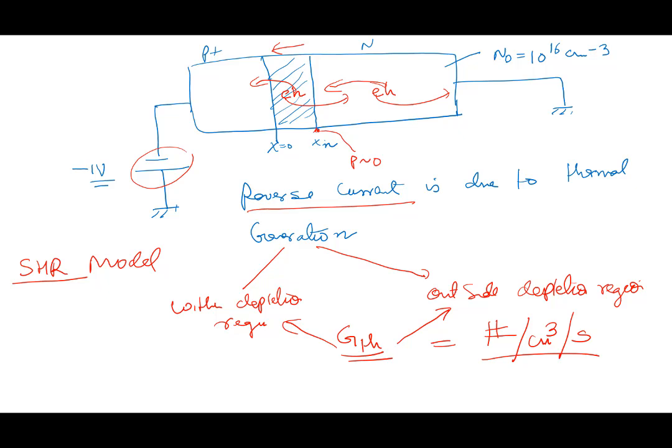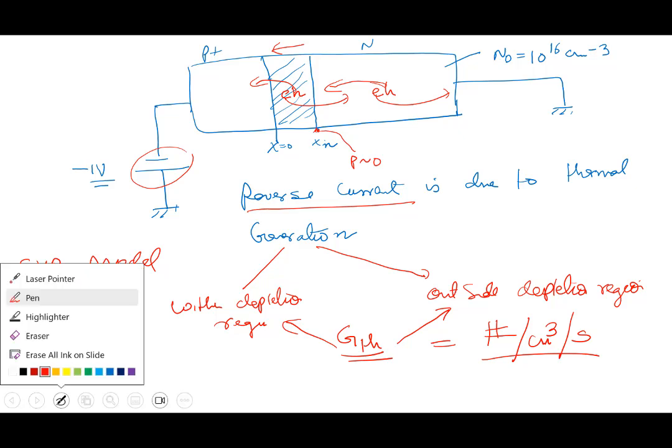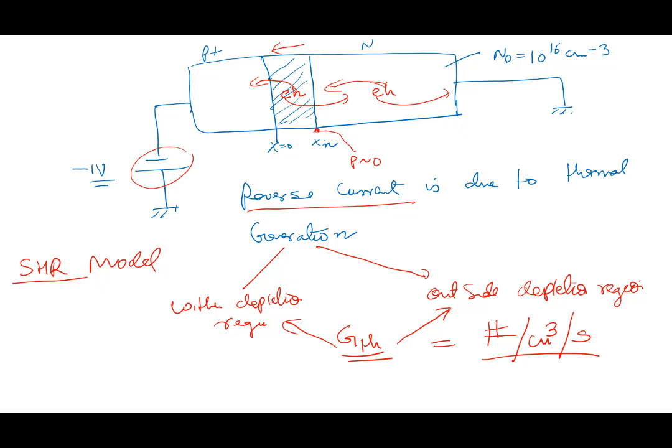And one of the key things about this particular model is that generation and recombination occurs via defects.